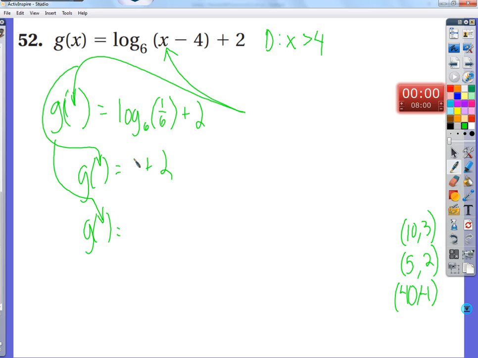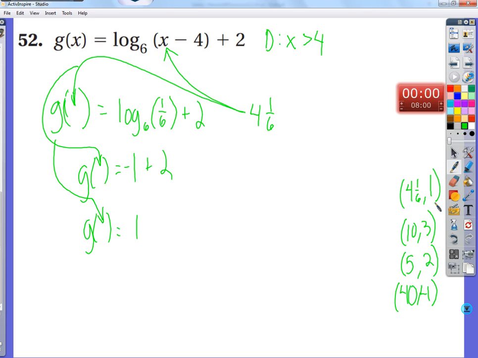Because what's log base 6 of 1 over 6? Negative 1. 6 to the negative 1 is 1 sixth. And then plus 2 is 1. So that's great, but what do we have to plug in for x to get that to happen? We're going to subtract 4 from whatever it is to get 1 sixth. So what should we put in? 4 and 5 sixths? A little easier than that. 4 and a 6th, right? If I take 4 away from 4 and a 6th, I'll have 1 sixth left over. If we plug in 4 and a 6th, we get 1.